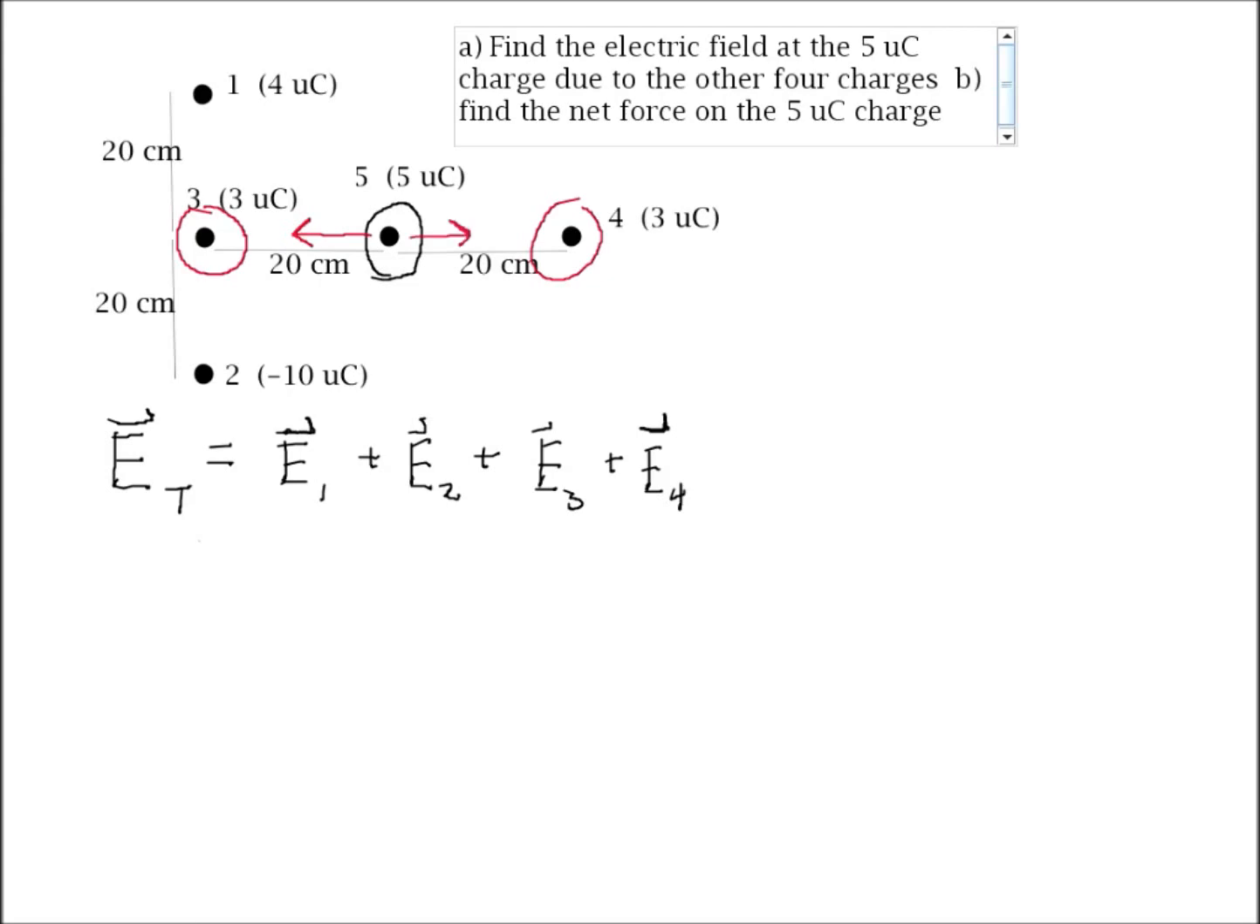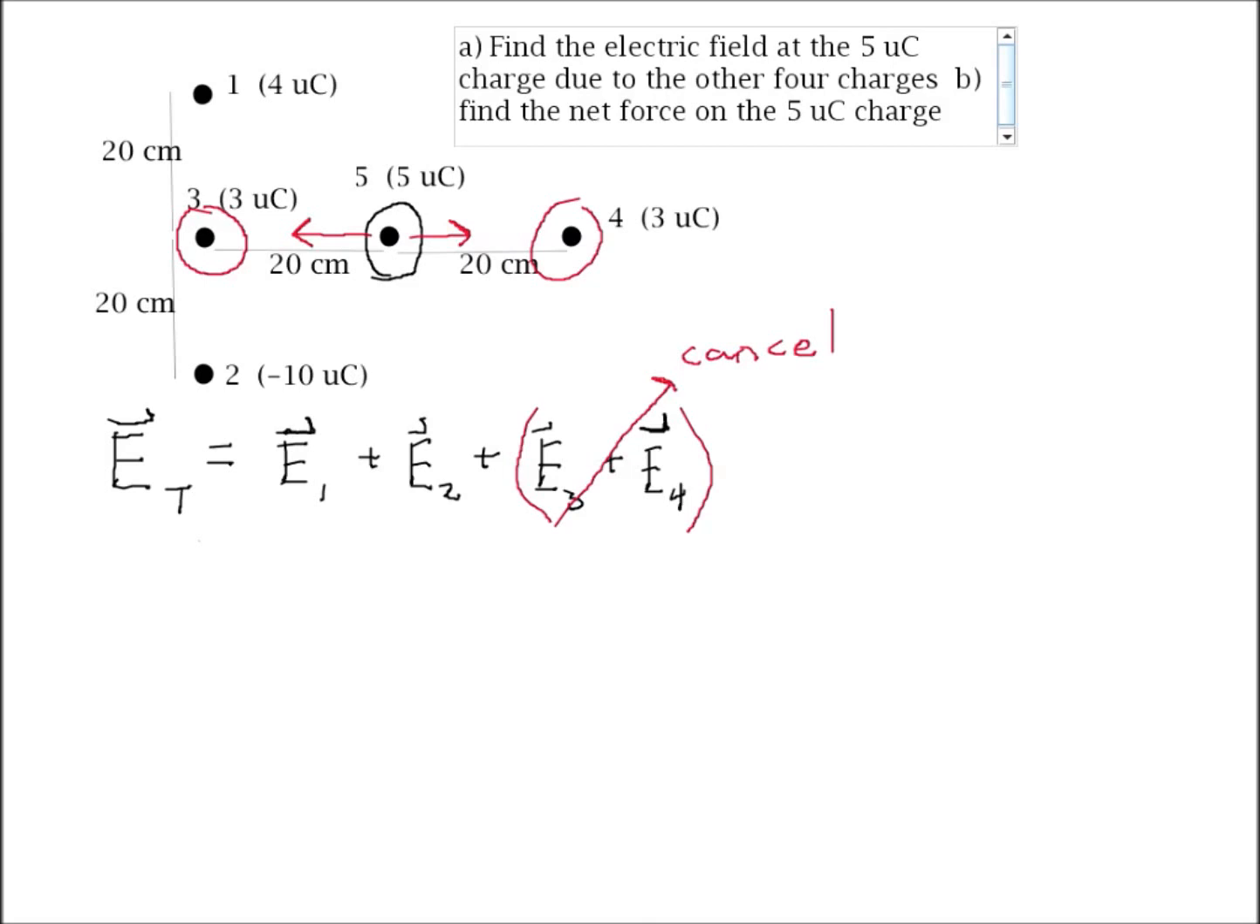And because they're the same distance from the point in question, and they both have the same charge, 3 microcoulombs, their electric fields will cancel each other out, and we don't have to worry about them. Okay, so you can say, hey, these 2 terms, the electric field due to charges 3 and 4, they're going to cancel, and we don't have to worry about them. So we've just cut our work in half. Right now we only have 2 charges that we need to find the electric field for.